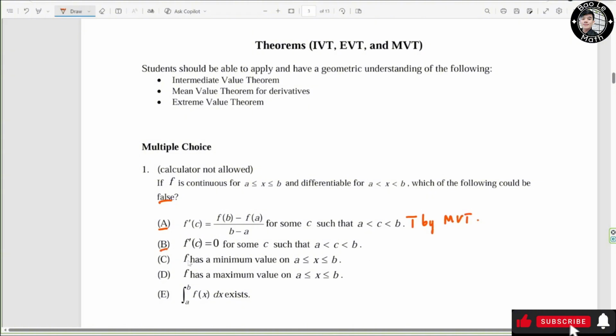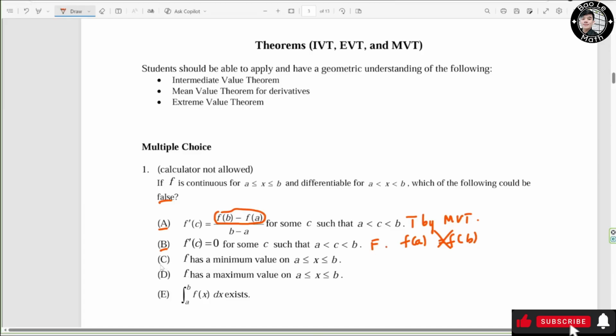Now, answer choice B, f prime of c equals 0 for some c between a and b. This is false, right? Because f of a equals f of b is not given, right? Look, f prime of c equals 0 if f of b equals f of a, right? Since this one is not given, this one could be false, right?